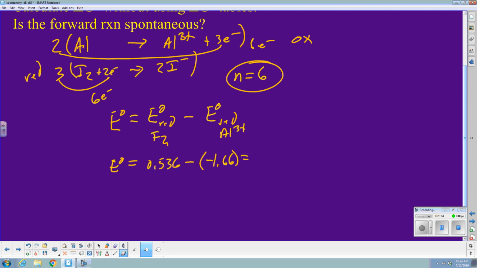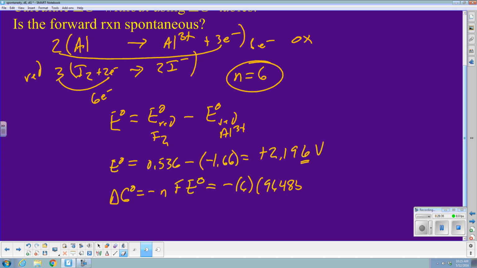And what do I get out of that? Looks to me like that is 0.536 minus a negative 1.66, and that gives me a positive 2.196. By the way, that 6 is not significant. And now let's calculate my delta G prime, which is equal to negative nFE prime. So this is equal to a negative times what? n is equal to 6 times my F, 96485 joules per volt mole. Might as well memorize that. It's going to be around a long time. Times 2.196 volts.